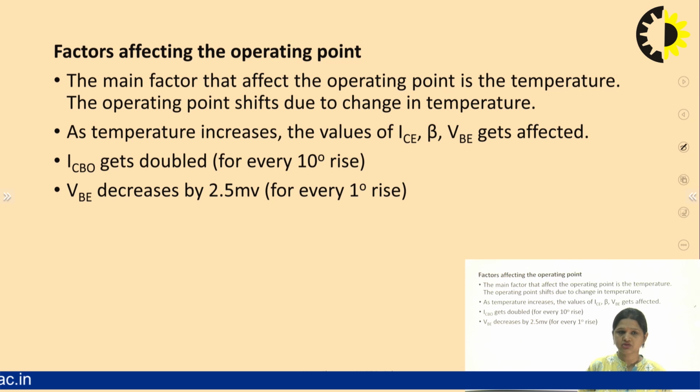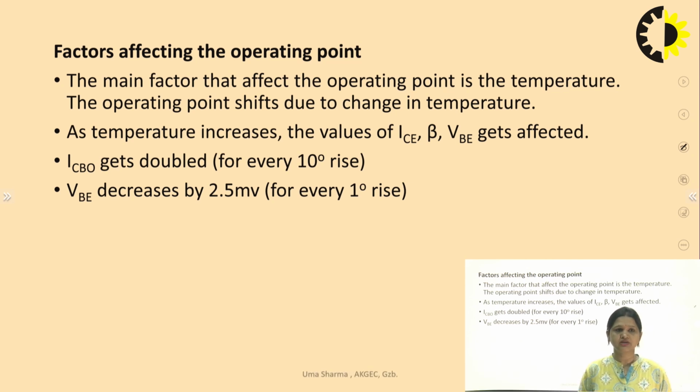So if the base to emitter voltage is fixed at 0.7 volt, after a 10 degree increase in temperature, VBE will shift from 0.7 volt in either the positive or negative direction by 25 millivolts, like 0.025 volts. And because of this 25 millivolt change, that may definitely change the biasing of the emitter base junction.